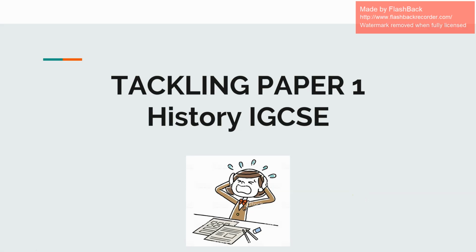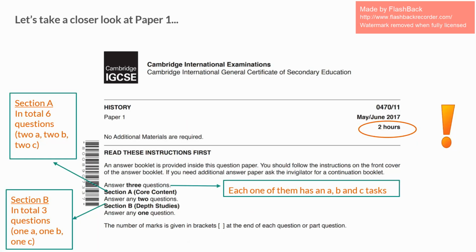Today we're going to revise the second part of how to tackle paper one of the history IGCSE. In the last video we saw the main features of this paper. Today we're going to see how to tackle properly each task with some examples. So going very quickly through the main things that we mentioned in the last video.